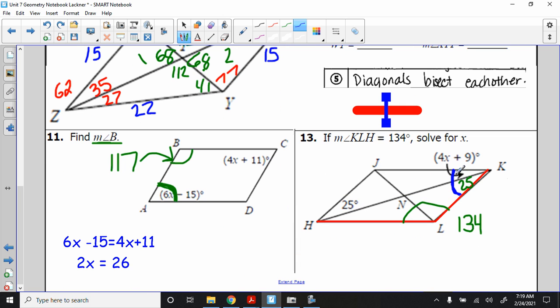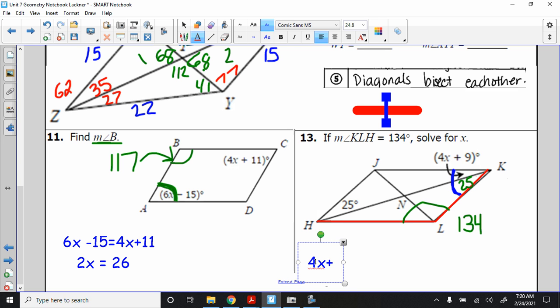This whole blue angle is 46, and there's two angles inside it. Could I say 4x plus 9 plus that 25 equals that 46? They all occupy the same space. Therefore, I can say that that equation will work. So there is your equation for x. And it's tough. But I hope I went nice and slow and explained everything clearly. We'll get better with practice.